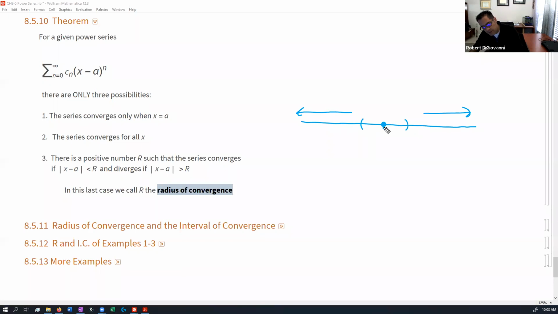This point right here where it converges would be the point a, because we said we can guarantee convergence if x equals a. So it's going to converge at that point a, or it's going to be a plus some number, a minus some number. That number that we're adding or subtracting is called the radius of convergence, or it's going to be infinity to negative infinity, which would be all the numbers. Does that visually make sense? You either have a single point, an interval that contains that point, or everything.